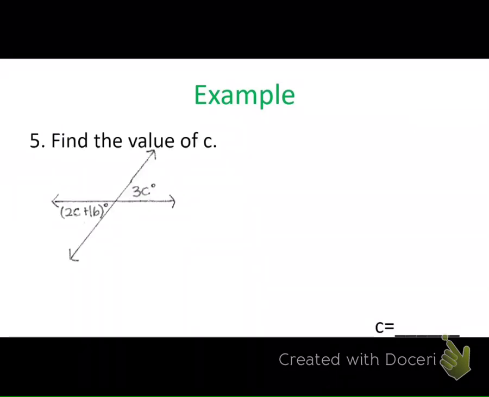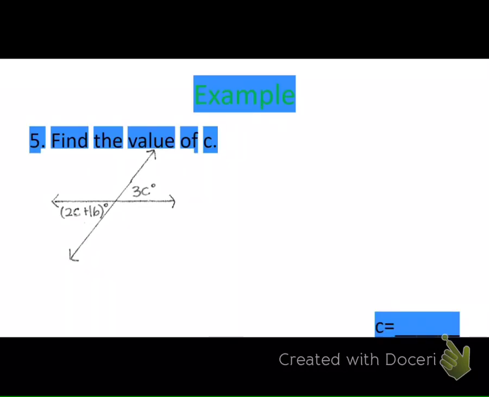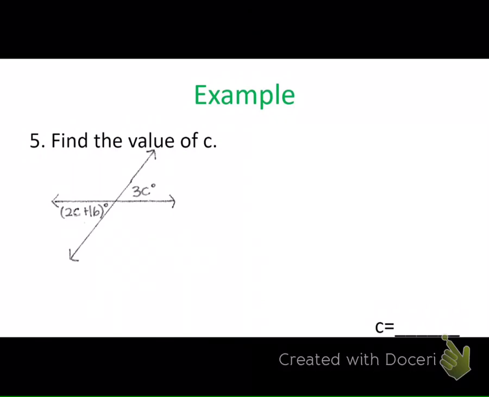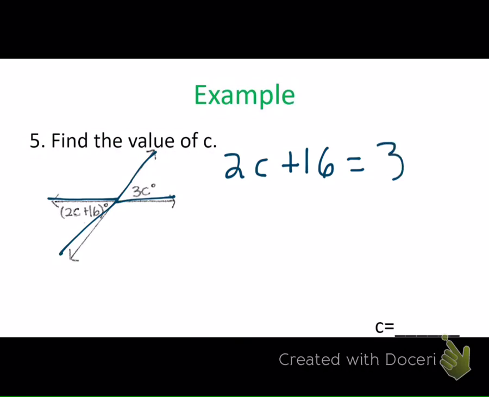Find the value of C. These are vertical angles. Mackenzie, will you press back, please? Thank you. Okay, these are vertical angles. So what do we know about them? They're equal to each other. So 2C plus 16 equals 3C.